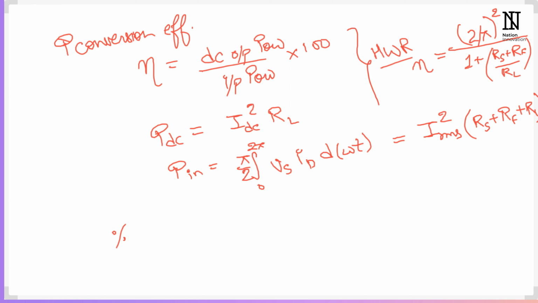Similarly, the percentage of voltage regulation tells how efficiently the rectifier is regulating the voltage. This is given by RS plus RF by RL.